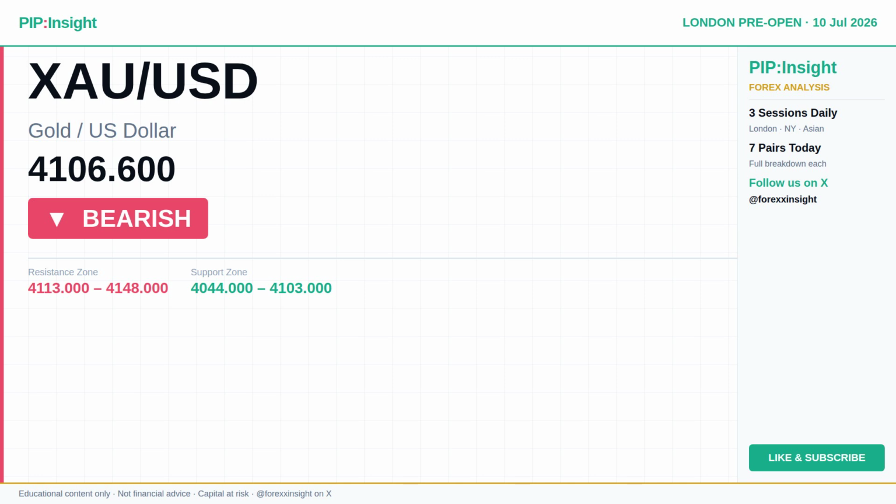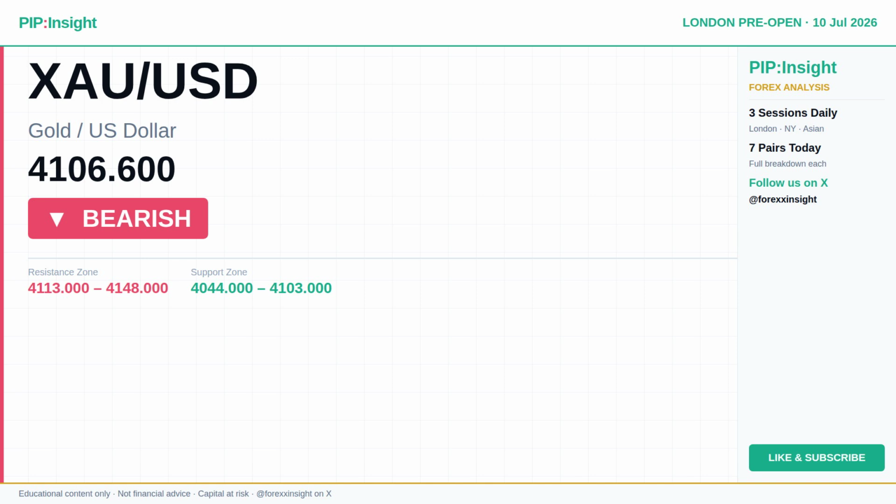Both the 20 and the 50 on the H4 are converging tightly just above at around 4,115 to 4,117, and they're sitting above price, acting as dynamic resistance right now. The RSI at around 44 reflects mild bearish momentum, and the MACD is essentially flat, so there's no conviction in either direction from momentum indicators just yet.